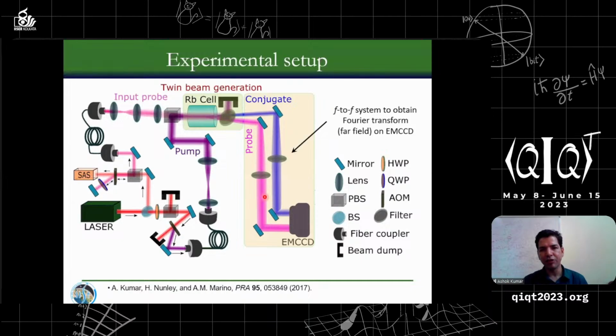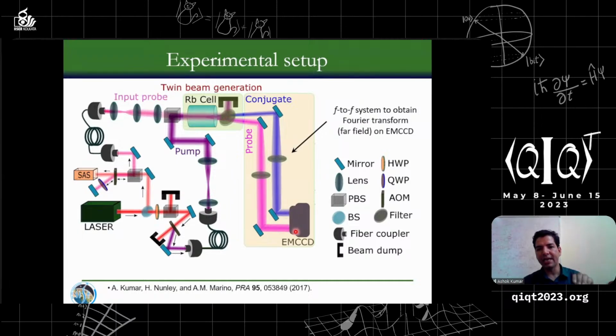And then here in this particular experiment, we have looked at the far field correlations. That means we have used an imaging system. We have used a lens system that is kept in F to F configuration actually. And then we have recorded the images of our pump and our probe and conjugate, we call these generated beams probe and conjugate, on a CCD camera actually.